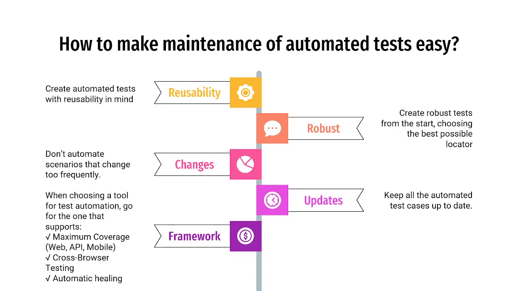Changes. Don't automate scenarios that change too frequently. If there is a module with a lot of changes happening in it, make sure you're not picking that module for automation. It will cause higher maintenance. You have to keep maintaining your tests again and again, and you will be reworking on your scenarios.